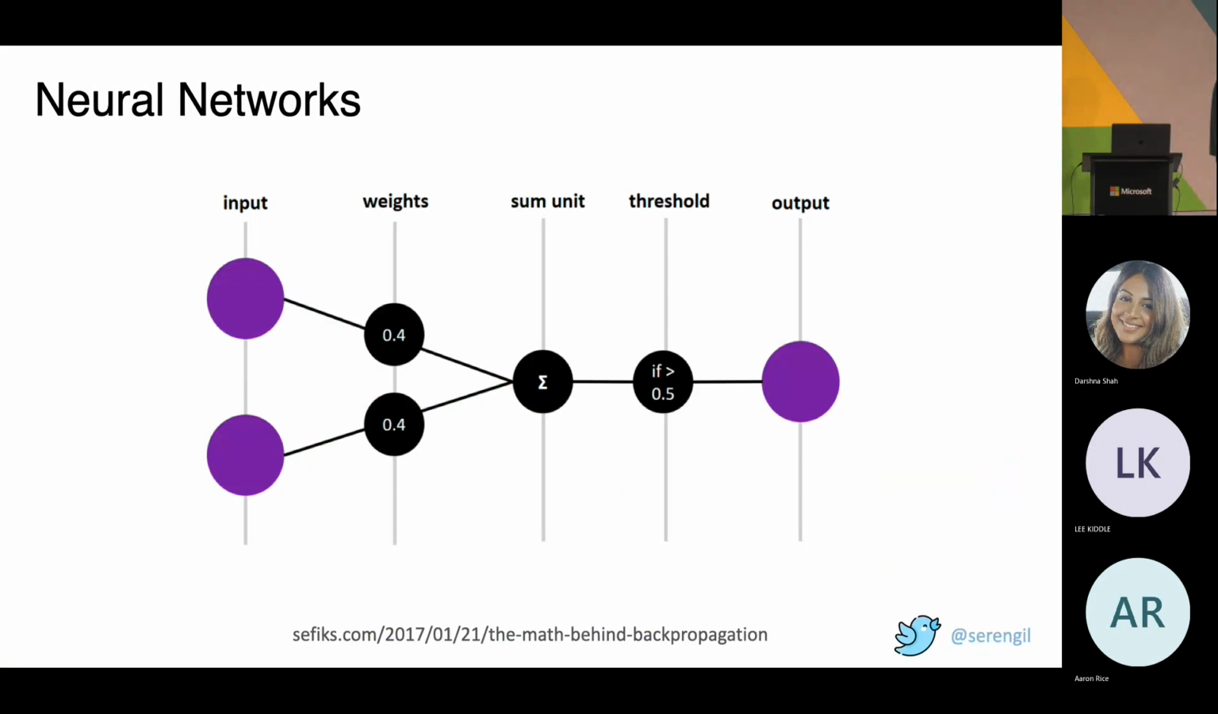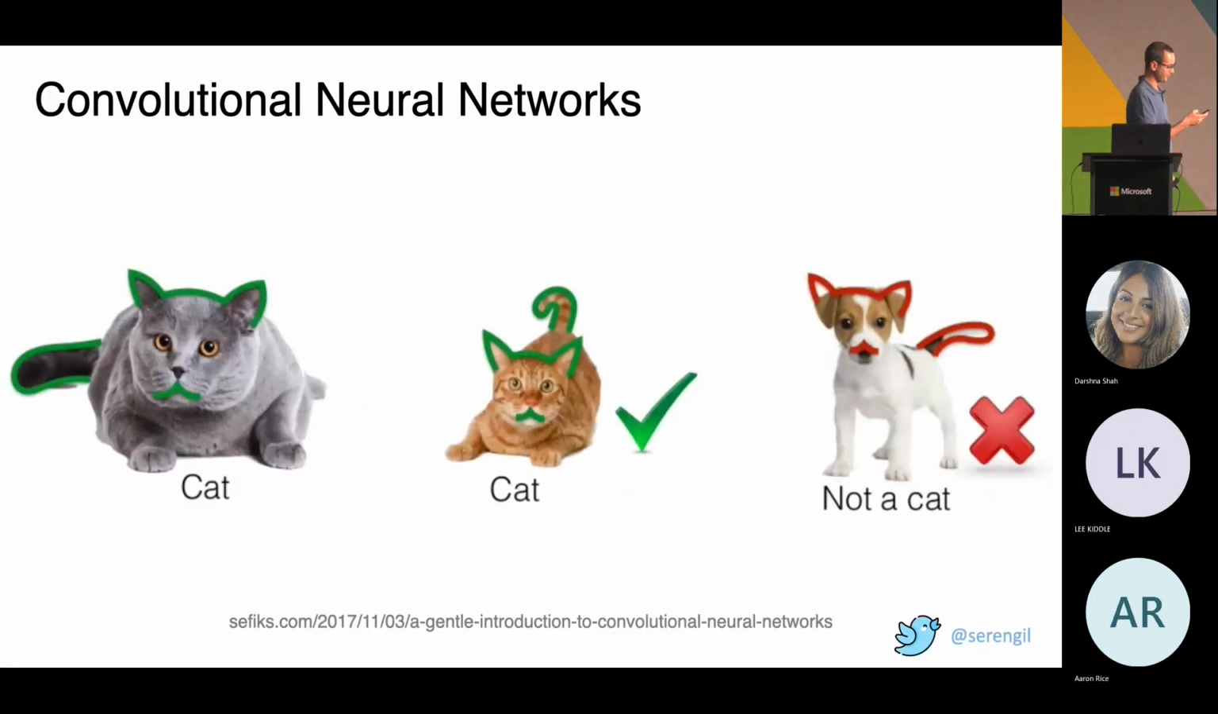And weights are updated during the process. This is called training or learning in deep neural network systems. And an advanced form of neural networks is convolutional neural networks.